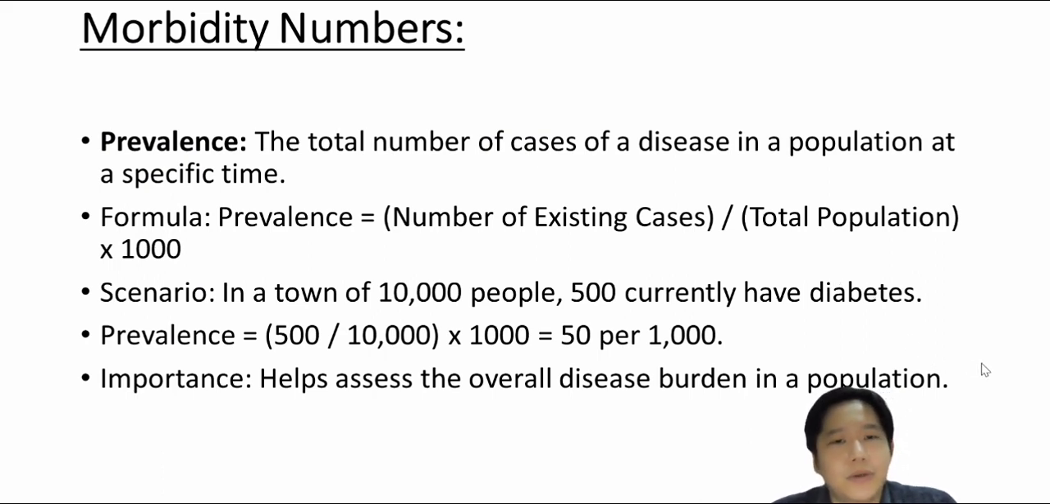Okay. So I will provide one scenario to give a comprehension about the formula. In a town of 10,000 people, 500 currently have diabetes. So what is the prevalence of diabetes? We can see from the formula, the numerator is the 500 divided by 10,000 people, the total population, and multiplied by 1,000. So the result is 50 per 1,000. This is one example of the calculation, right?